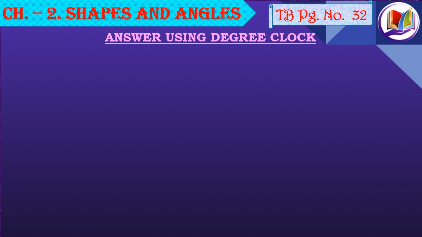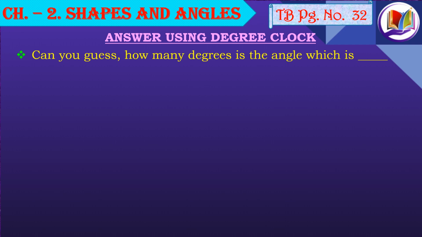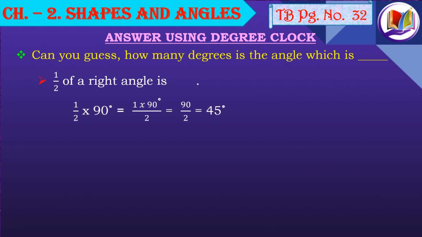Now children, can we answer a few questions based on degree clock? Let's try it. Can you guess how many degrees is the angle which is half of a right angle? Well, half of a right angle means half of 90 degree, and half of 90 degree means 90 divided by 2, that is 45 degree.